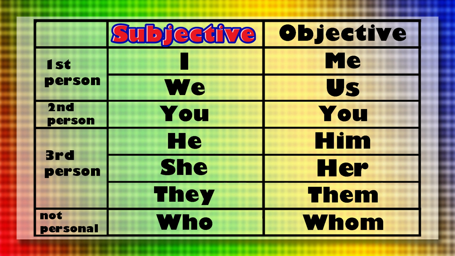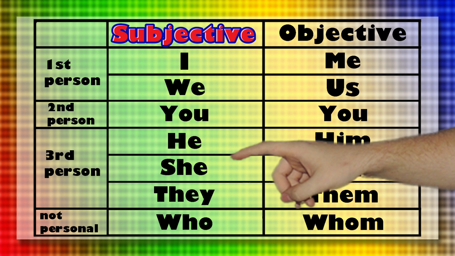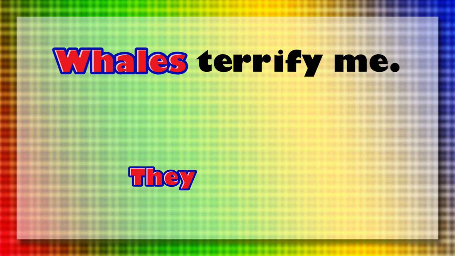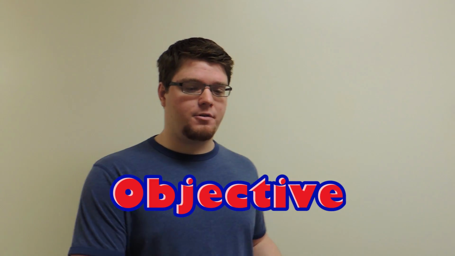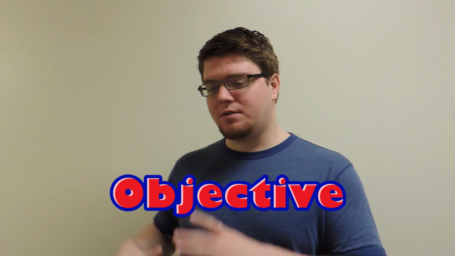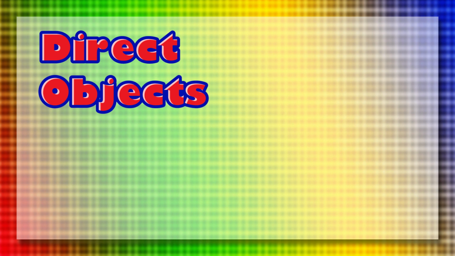Look at the chart. What do we use to replace a third person, multiple whales? They terrify me. But why do we say whales terrify me and not they terrify I? Well, that's because of objective pronouns. Objective pronouns replace objects rather than subjects.